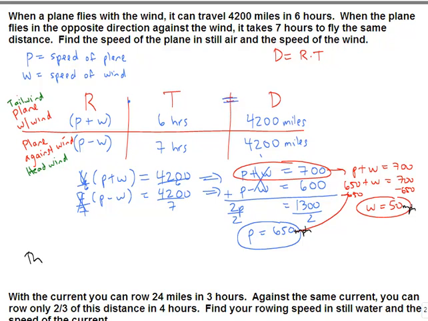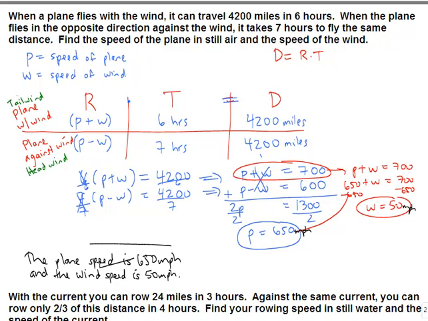So the plane speed is 650 miles per hour, and the wind speed is 50 miles per hour. And there's my solution.